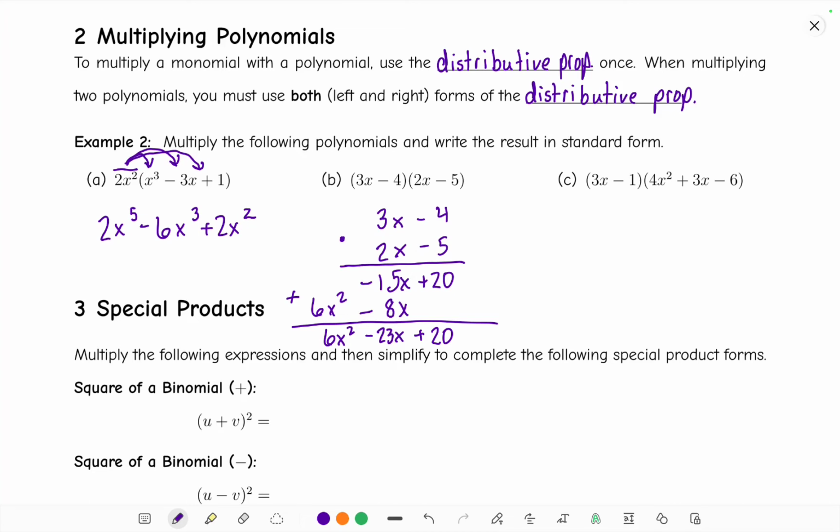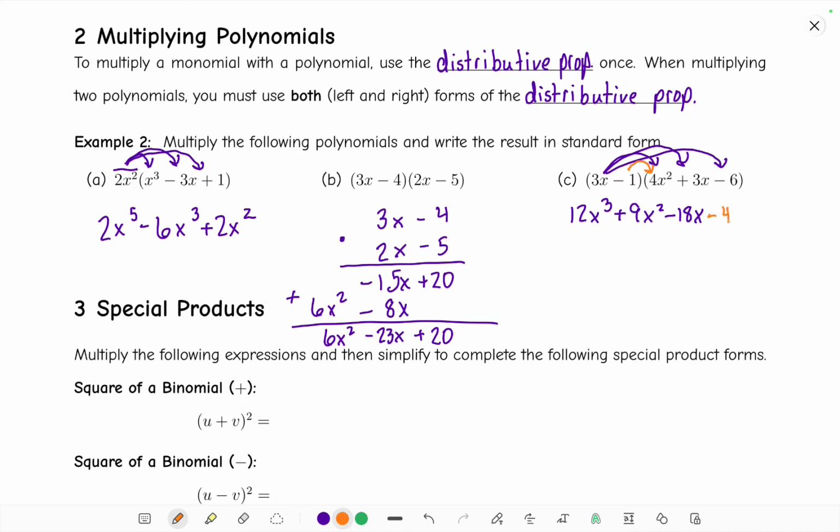Other students, just for simplicity, do like just using the distributive property like we'll do in part C. So with the distributive property, you just have to remember to multiply each term by each term. So 3x times 4x squared is 12x cubed. 3x times 3x is 9x squared. And then 3x times negative 6 is negative 18x. Then don't forget to take the negative 1.